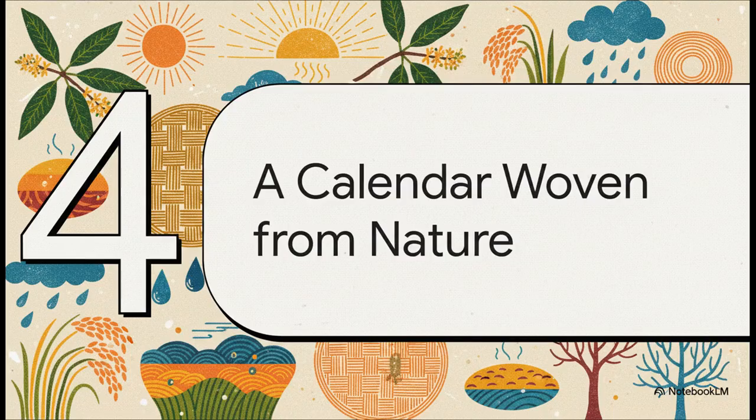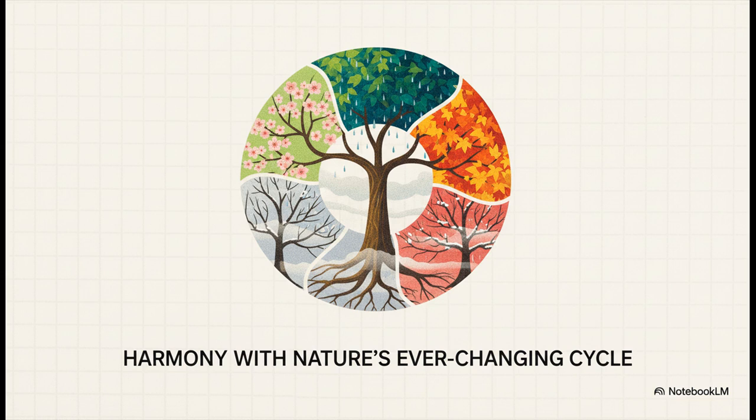So when you take a step back and look at this whole dual system, what does it really tell us? Because it's about so much more than just dates on a page. It shows that this isn't just a way to track time. It's more like a framework for observing and living in harmony with nature's delicate, constantly changing cycle. It recognizes not just the big, major shifts, but also all those subtle transitions in between.